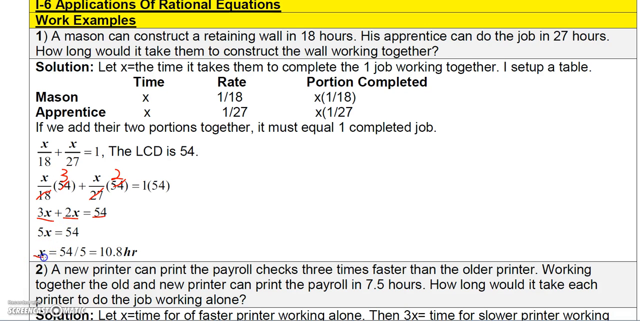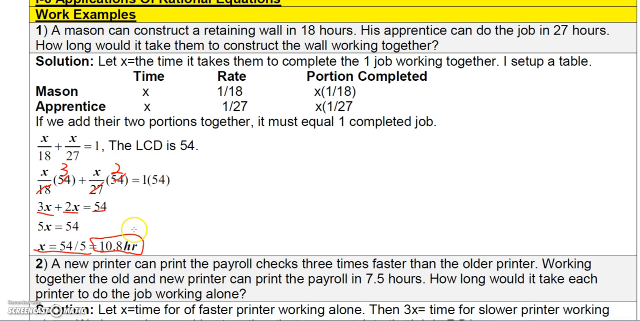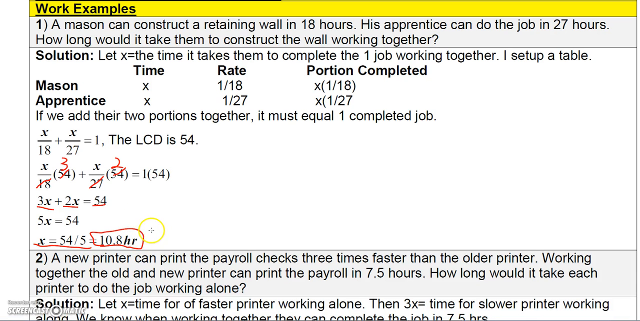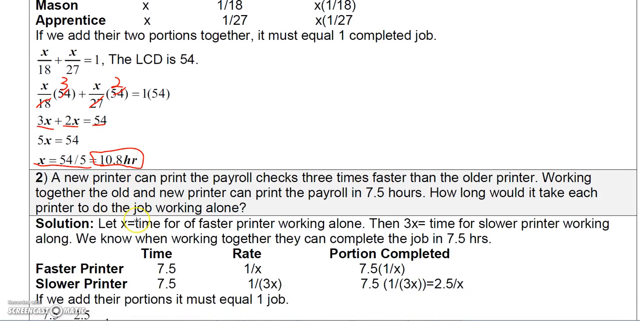Then if you divide both sides by 5, you get 54 over 5. If you grab a calculator, you'll see that that's 10.8 hours, or 10 hours and 8/10 of another hour. If you needed that in minutes, you could just figure out what is 8/10 of an hour. So you'd have 10 hours and 48 minutes, I believe is what that would be.